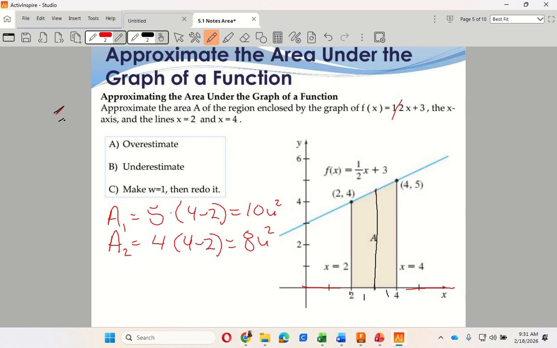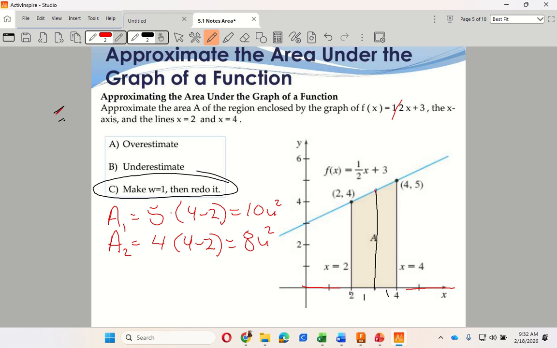Why are you doing this? Why am I doing what? Because it says make the width 1. Okay, so now we made that into 1.